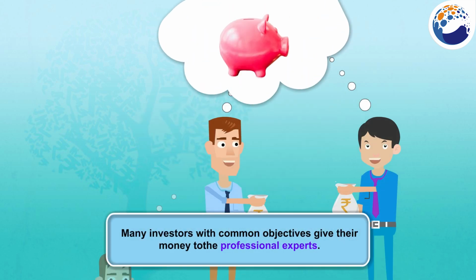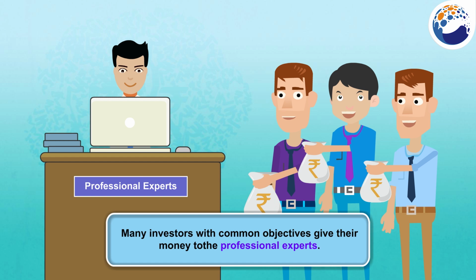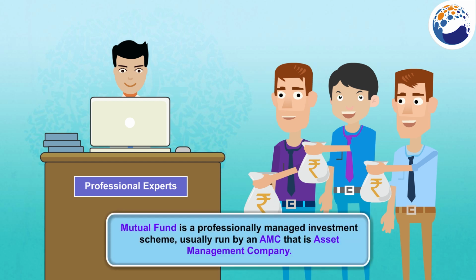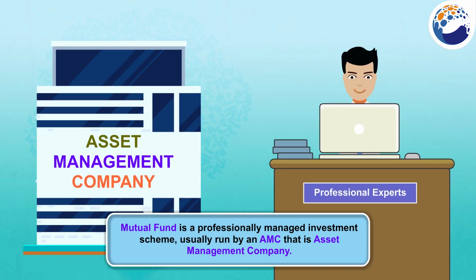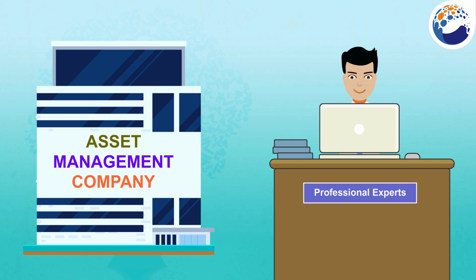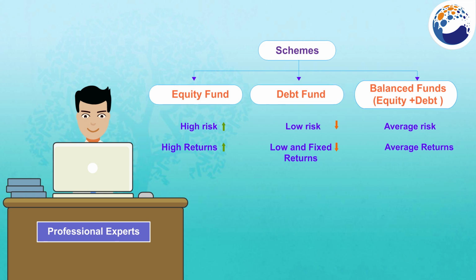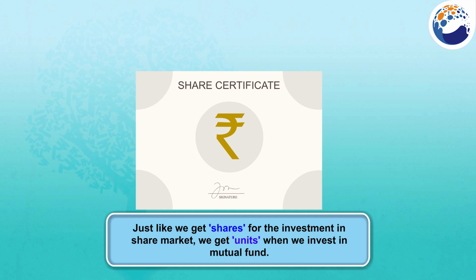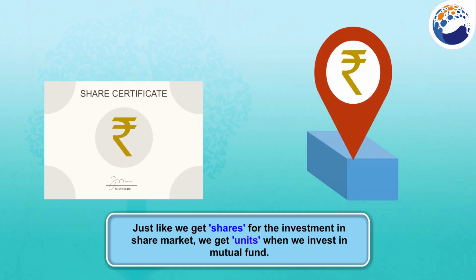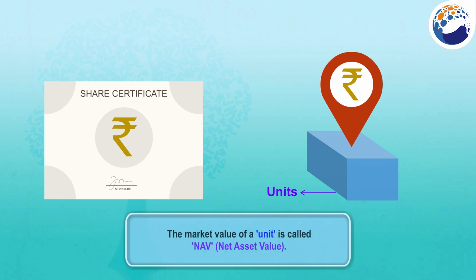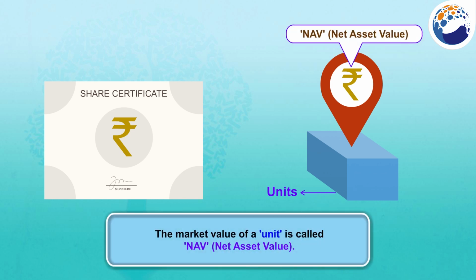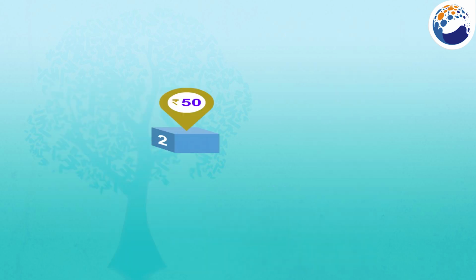Mutual fund. Many investors with common objectives give their money to professional experts. A mutual fund is a professionally managed investment scheme usually run by an AMC, that is, Asset Management Company. They invest the money given by the investors in different schemes like equity fund, debt fund or balanced funds as per the investor's choice. Just like we get shares for the investment in the share market, we get units when we invest in a mutual fund. The market value of a unit is called NAV, net asset value.